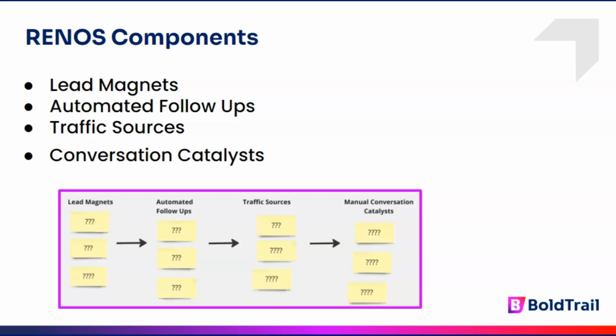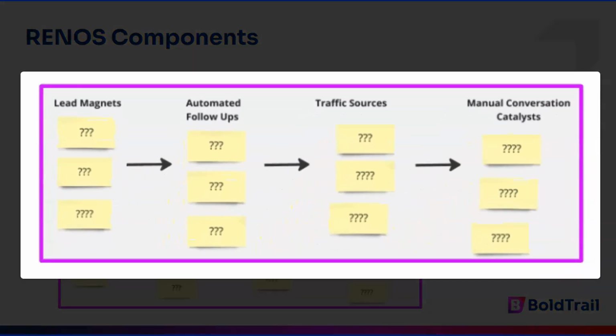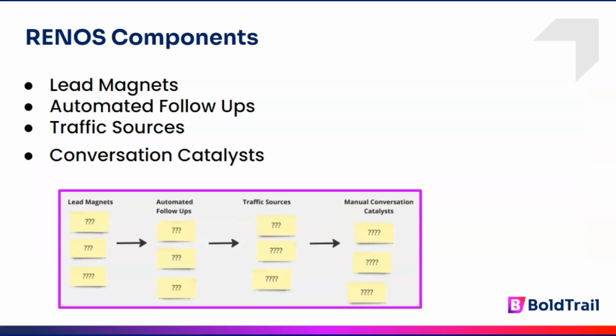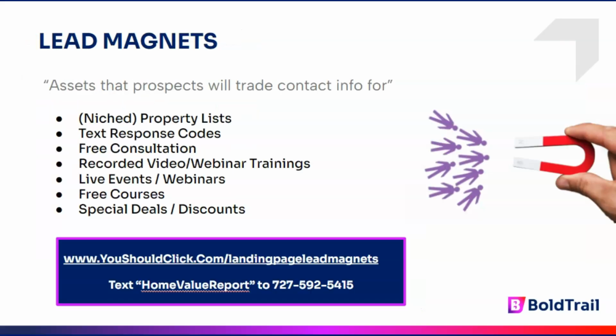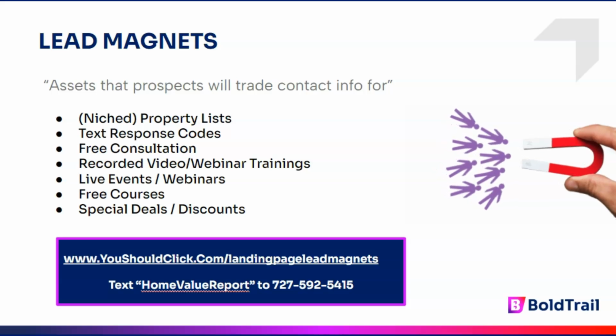Next, let's talk about what the components are in a real estate niche operating system. We have four main components: lead magnets, automated follow-ups, traffic sources, and conversation catalysts. You can see the little chart in the purple box shows how this all flows. Under each of these sections, we're going to have a number of specific tactics, strategies, and tools to implement. So let's talk about these right now, starting with our lead magnets.